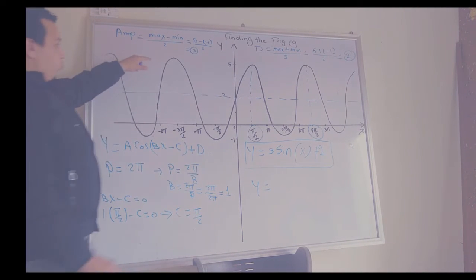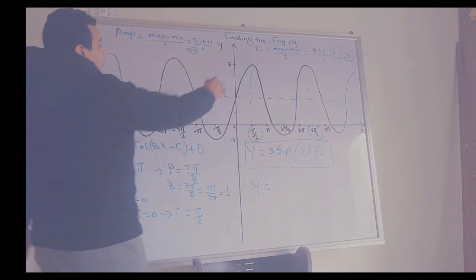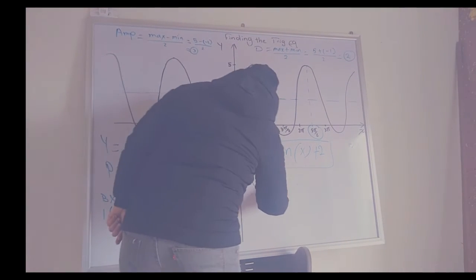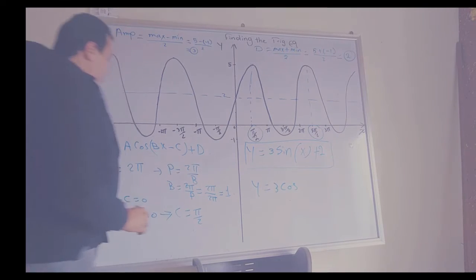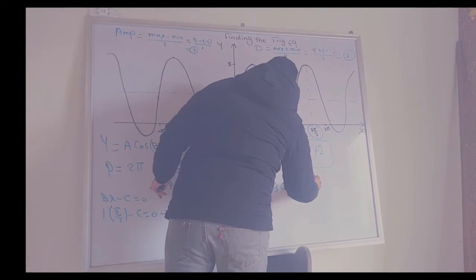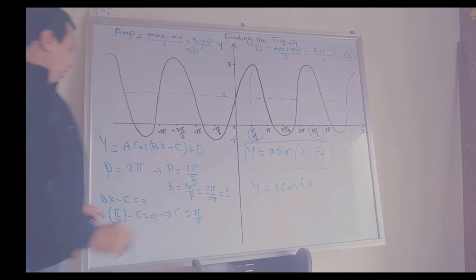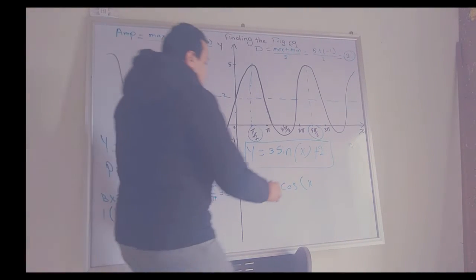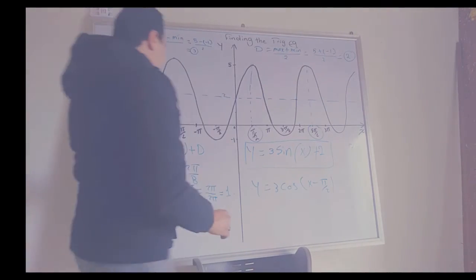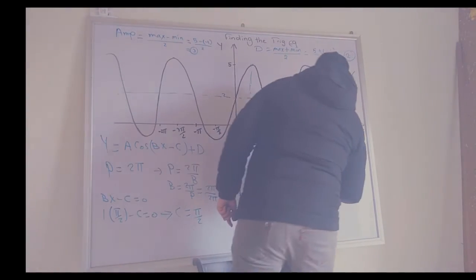a, which is equal to 3, positive or negative? Actually, we started from the maximum. Then we have positive 3 cosine, b which is equal to 1, x minus c, which is pi over 2, plus d, which is equal to 2.